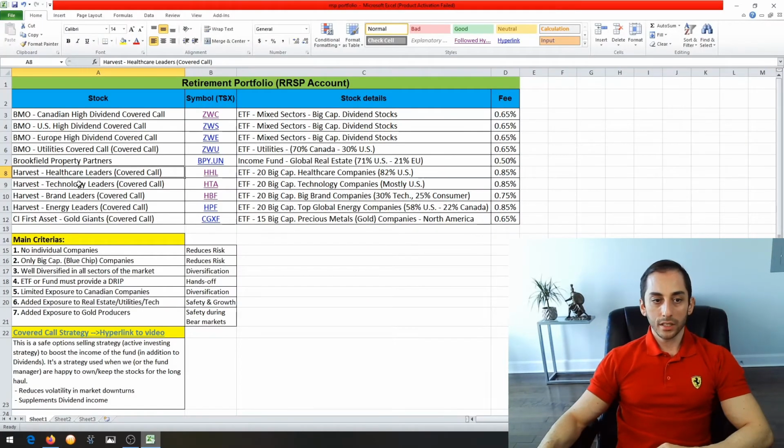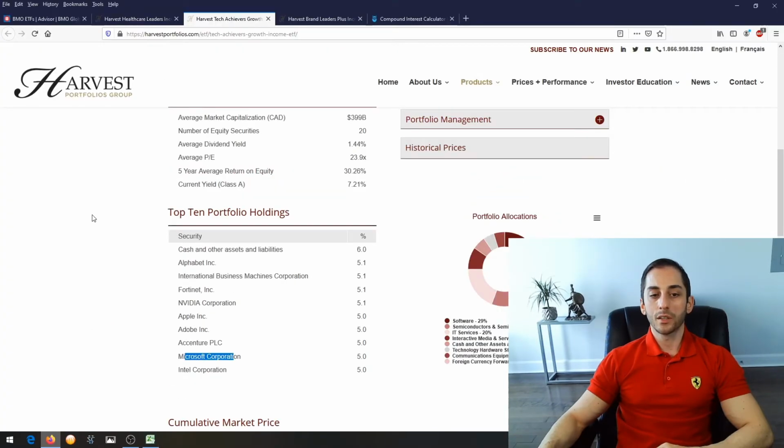The next fund is called the Technology Leaders. So this gives me the growth exposure that I wanted. So technology companies, mostly in the US, of course. So if you take a look at some of the companies in there, you'll recognize a lot of them. You have Alphabet, which is Google. You have IBM, Nvidia, Apple, Adobe, Microsoft, of course. So this fund only deals with the biggest technology companies in the world.